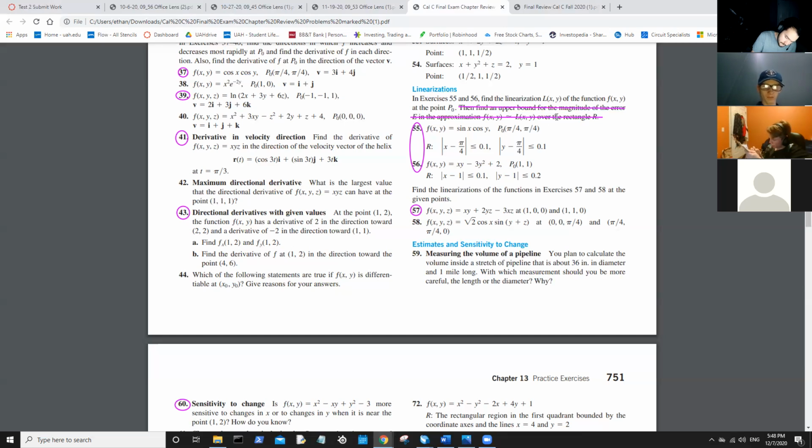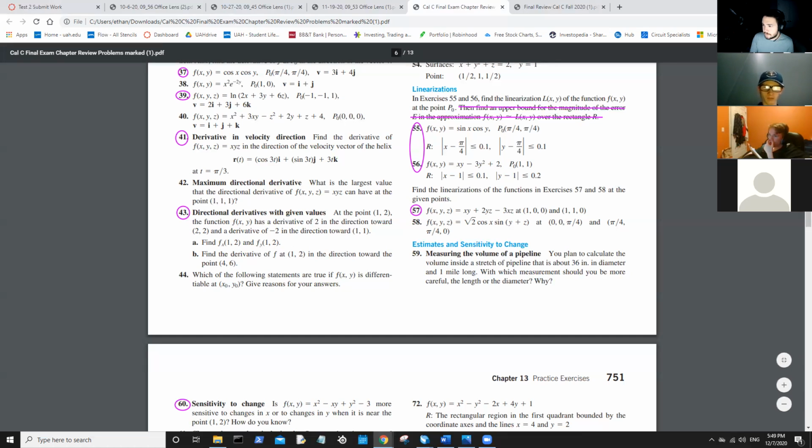And then the pi over 4s cancel out with each other. Yeah, 1 over 2 plus 1 over 2 minus 1 over 2. So it's just 1/2. Right? Yep. Yeah, it's 1/2.